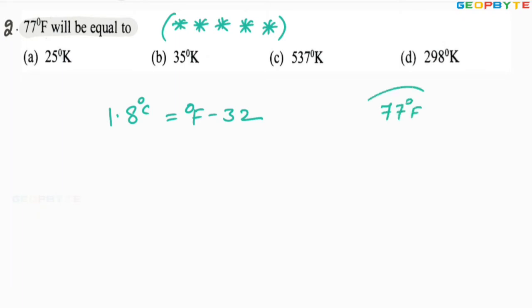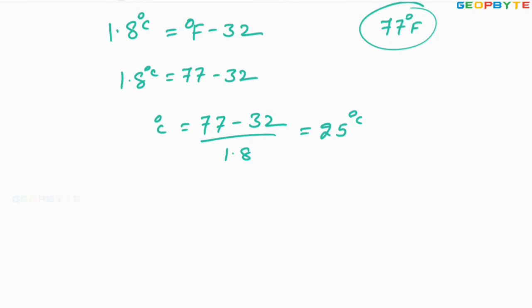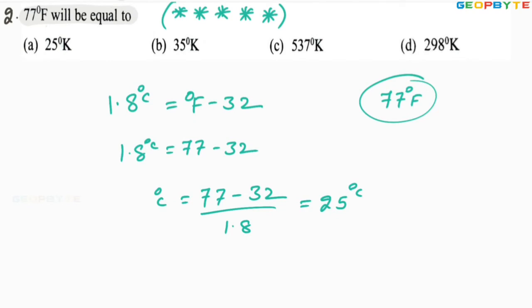Here Fahrenheit value given is 77 degree Fahrenheit. It is equal to 77 degree Fahrenheit minus 32 equals 1.8 degree centigrade. So degree centigrade equals (77 minus 32) divided by 1.8. You simplify this value: 25. So the thermometer reading in degree centigrade is 25 degree centigrade, but options are given in Kelvin.